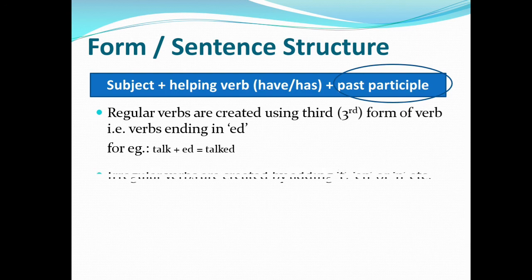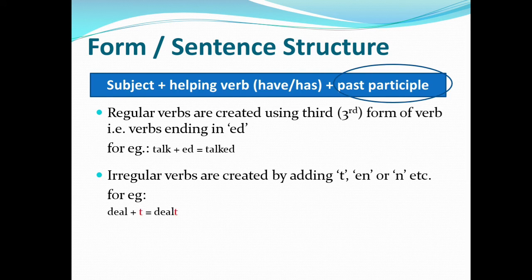But there are also irregular verbs. They are created by adding t, en or n, etc. There are many others. Okay. So let's look at the example and you'll get more clarity. For example, deal, D-E-A-L. Deal is the first form of the verb. When you add t, it becomes dealt, D-E-A-L-T. So that is your third form of the verb.